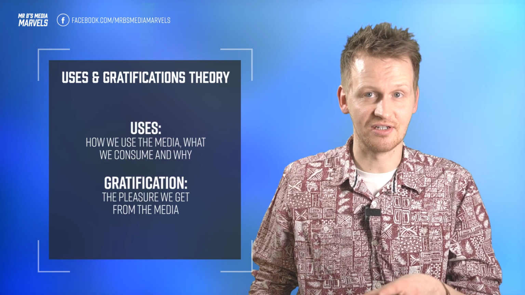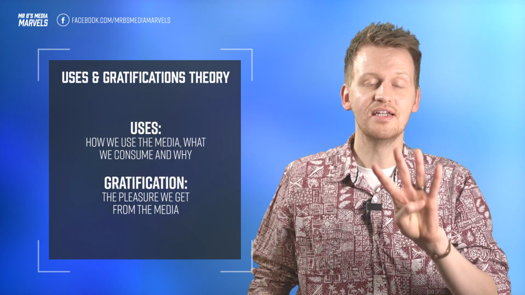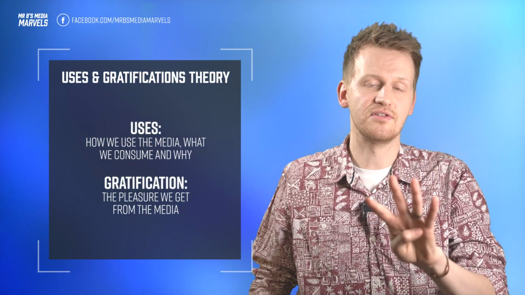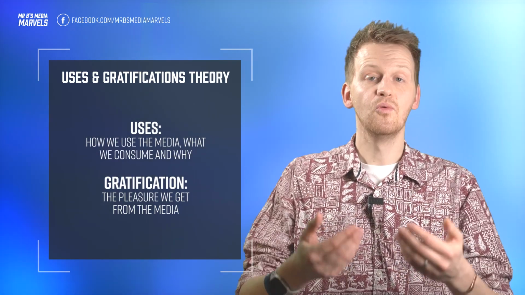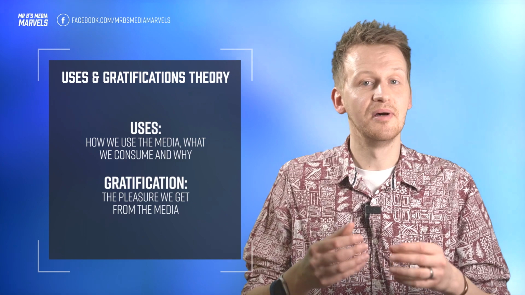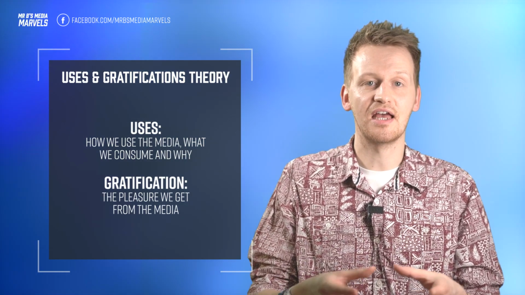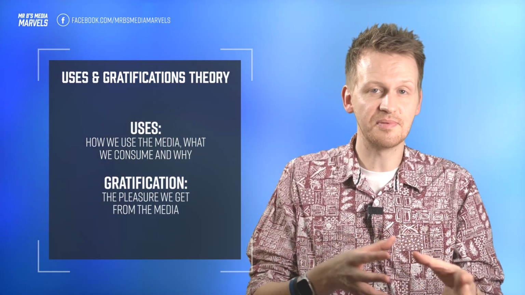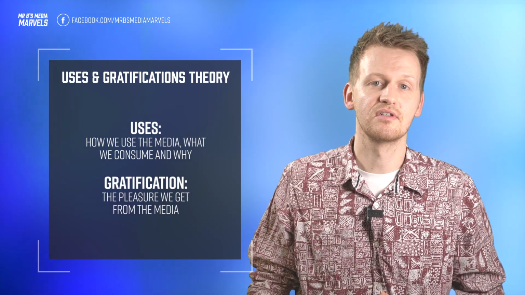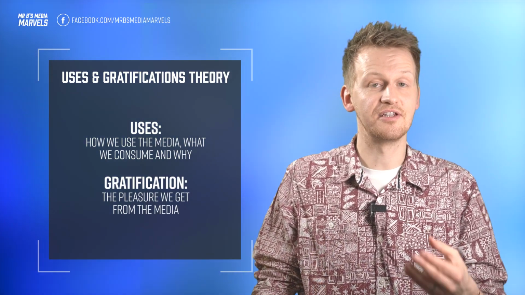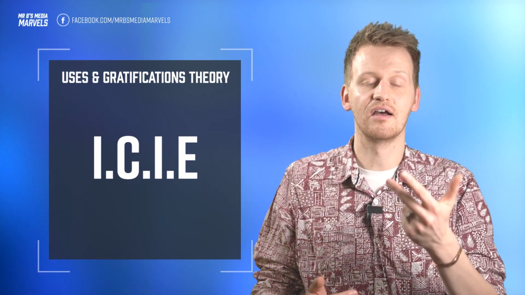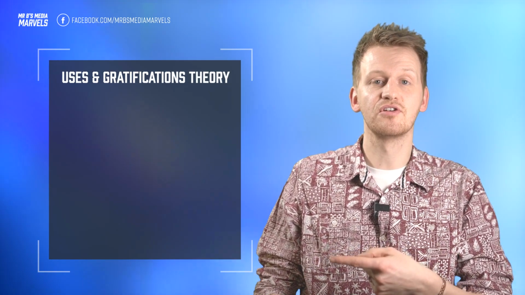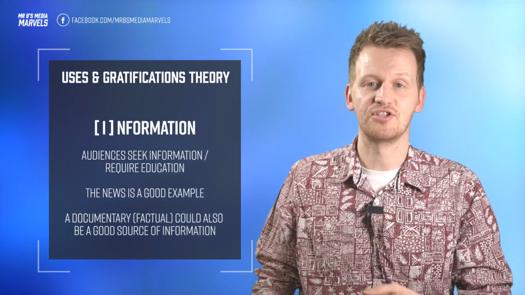Blumler and Katz argue that we have four needs, the four reasons, if you will, we choose certain media over others. We call it preference, but they evaluated it as having a deeper sense and a deeper reason for our choice. And here are those four, and a good acronym to remember: I-C-I-E. Firstly, they said because of information.